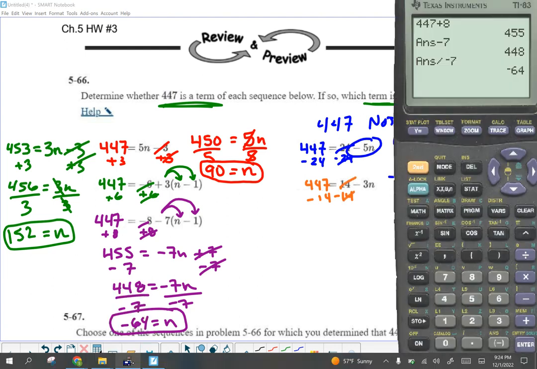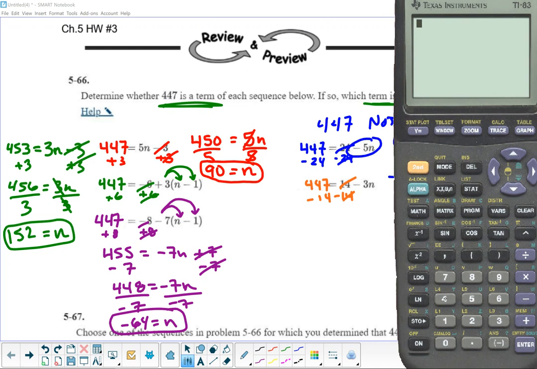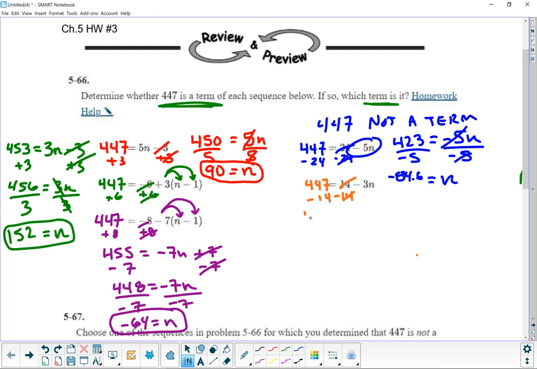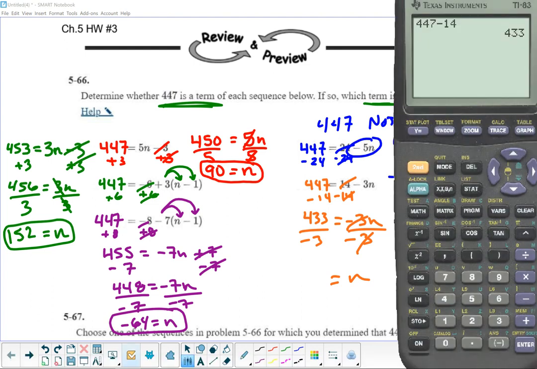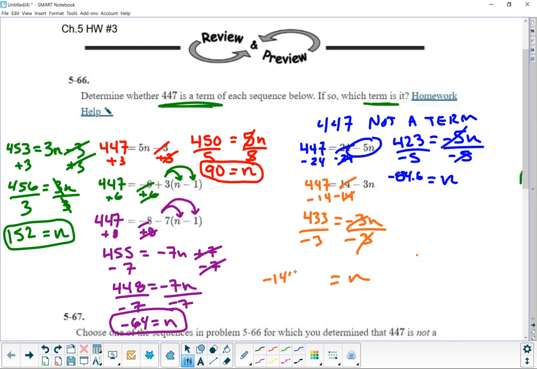cancel. So again, I'm going to start one more time. 447 minus 14, that gives me 433 equals a negative 3n. Then we're going to divide by negative 3. Cancel, and we get n equals, and again, if it goes evenly, then we got something. We're not. So 433, I'm going to divide that by negative 3. That gets me negative 144.333, with a line over it, which means 447 is not a term.